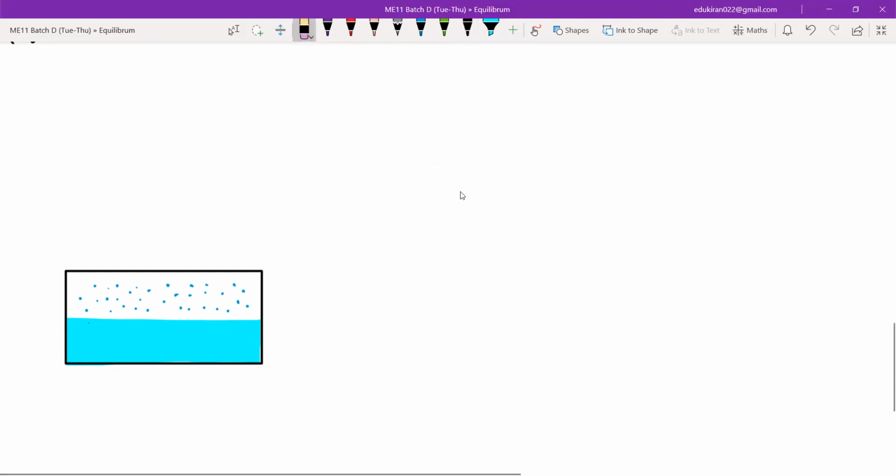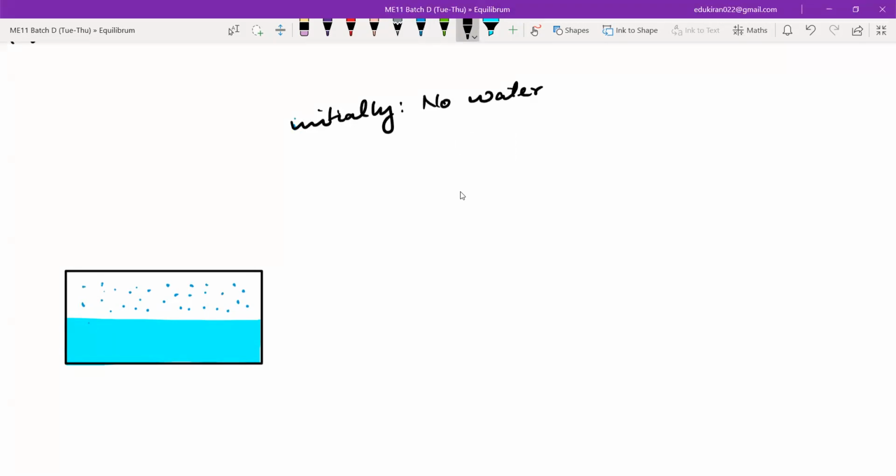Now initially, I can say there was no water vapor, because as soon as I poured down the water, at that time there was no water vapor. Yes or no, guys? Correct? All of you agree? Okay. Now slowly, what is happening? The concentration of water vapor increases. Correct? There will be water vapor forming slowly. Yes or no, guys?